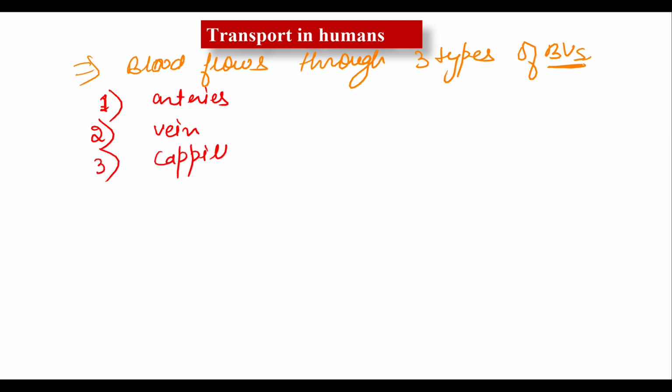Okay, capillaries. Clear? Now the blood vessels of the circulatory system are present in each and every part of the human body, due to which blood reaches all the parts of our body. Okay, clear? So this is all about the blood and the transport in humans. In the next lecture we will do a detailed study about the human circulatory system. Okay, so that's all for today. Thank you.